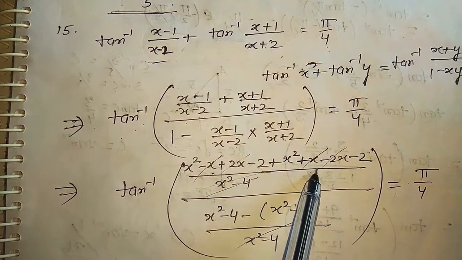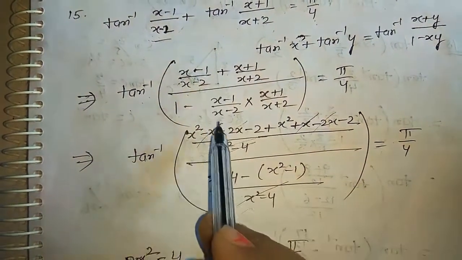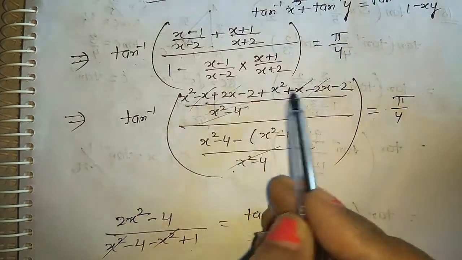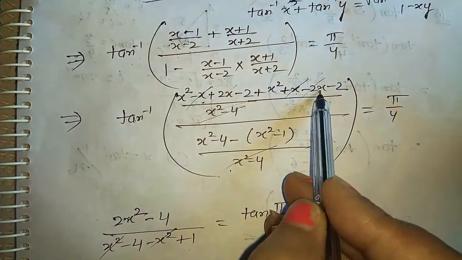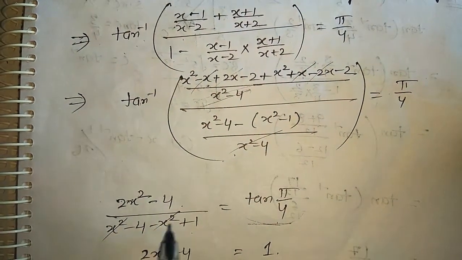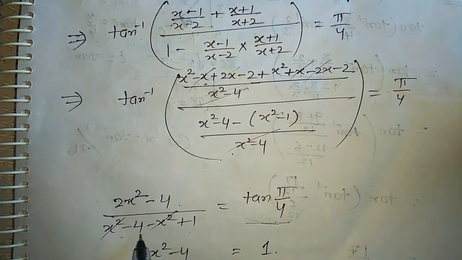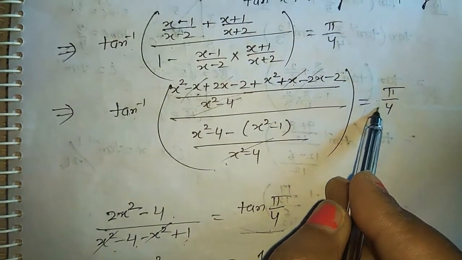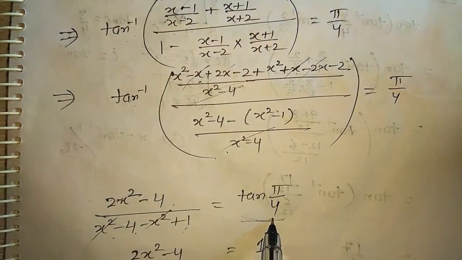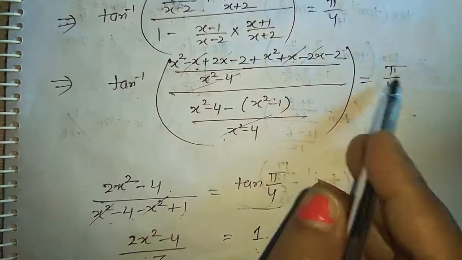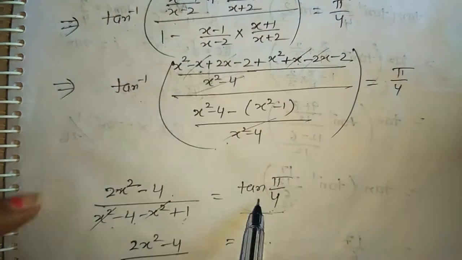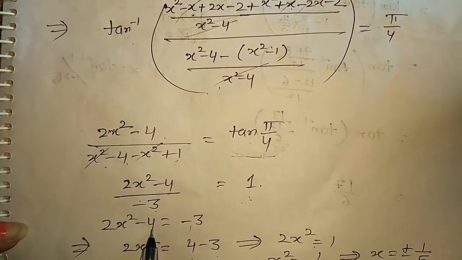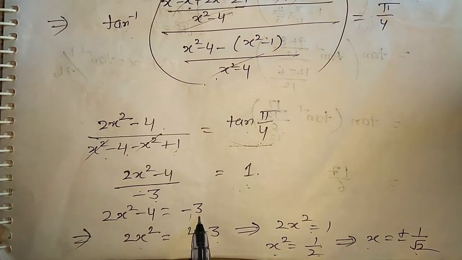Then we will take LCM in numerator and denominator. This cancels with this, and x cancels with x, 2x cancels with 2x. We will get 2x square minus 4 upon, after solving this, minus 3. And tangent inverse will go there. So tangent pi by 4 is 1. After cross multiplication, we will get 2x square minus 4 is equal to minus 3.